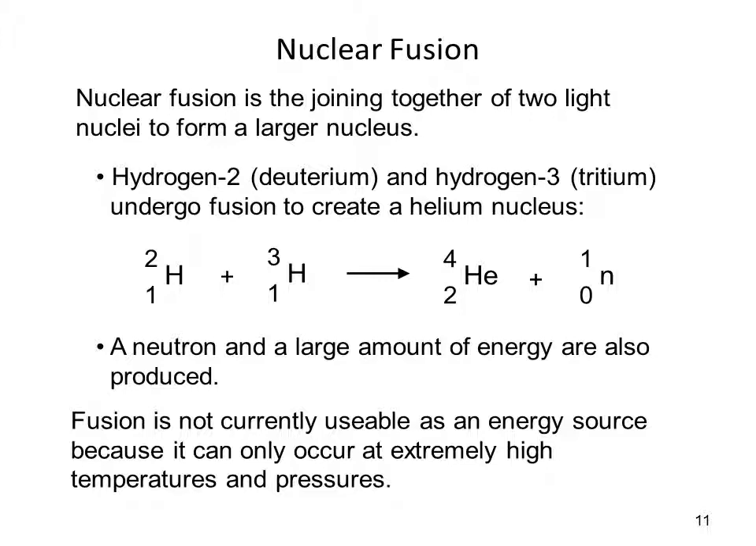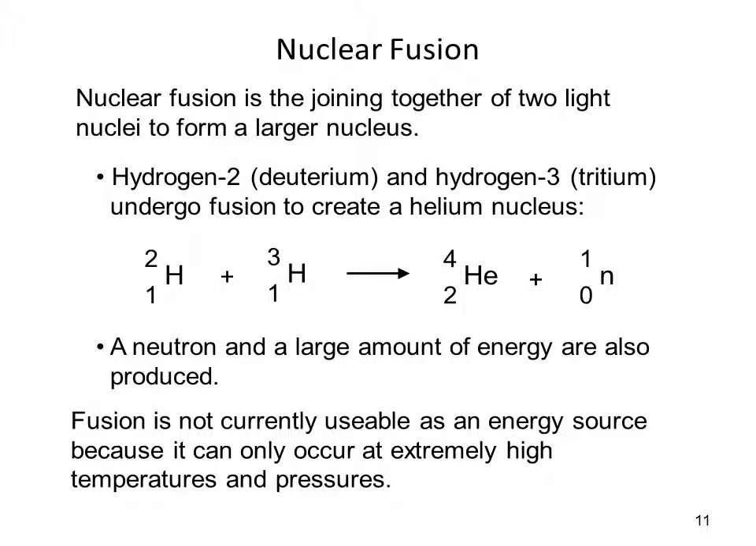We have nuclear fusion, and fusion is a joining together of 2 tiny nuclei to form a slightly larger nucleus. An example of that is shown down here, where we have deuterium plus tritium colliding and making helium-4 plus a neutron. Notice that the sum of the masses on the reactant side is 5, and the sum of the masses on the product side is 5. The sum of the charge on the reactant side is 2, and the sum of the charge on the product side is 2.